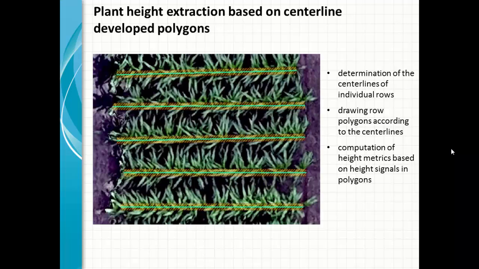So the third step is to compute the height metrics based on the height signals in the polygon. With this method, we can get accurate height information for maize, because maize is a little bit different from cotton. Cotton usually has a very smooth curve for the profile, but maize has a very sharp shape. If you measure off from the center line, it can be off when measuring the height. This is the method we developed for height extraction.